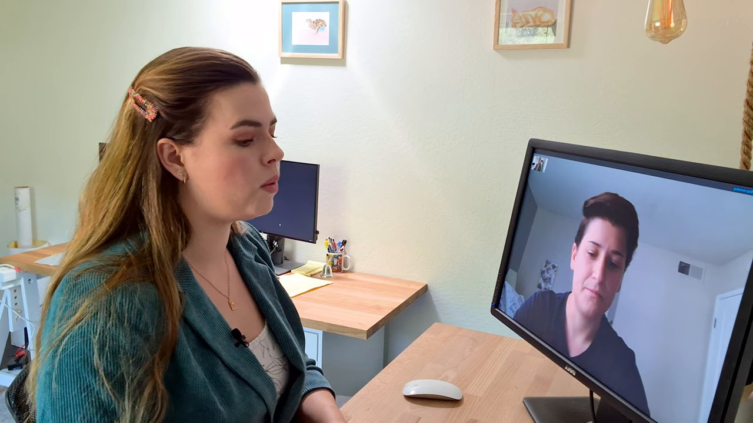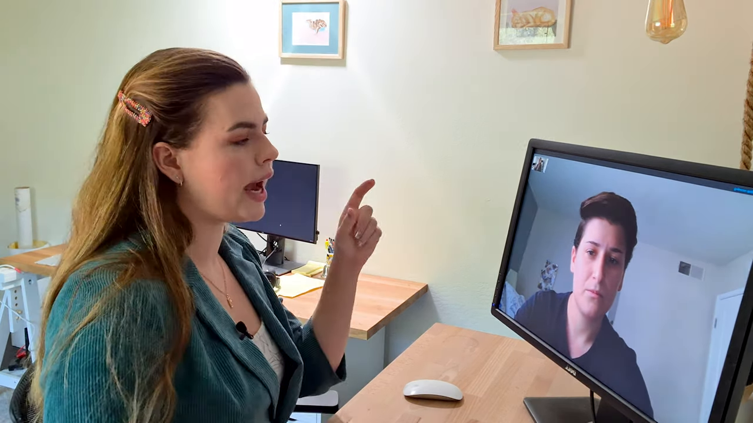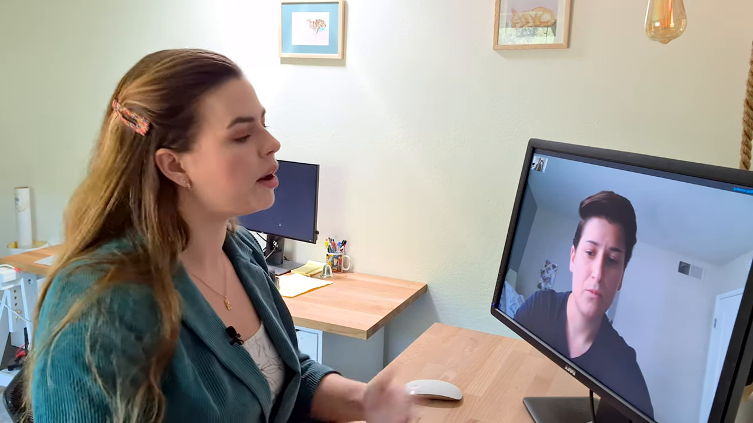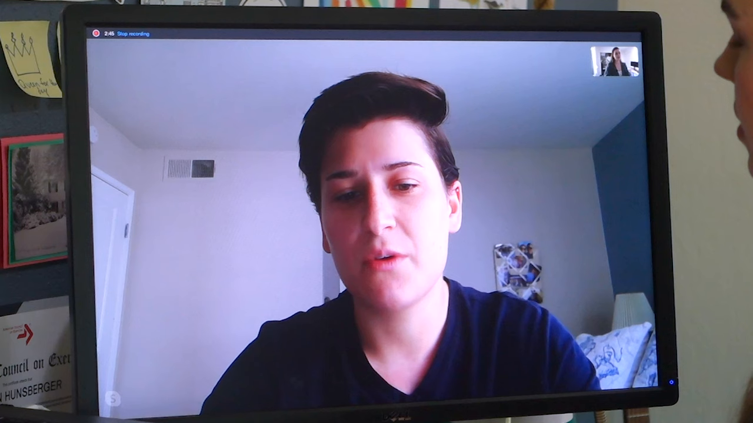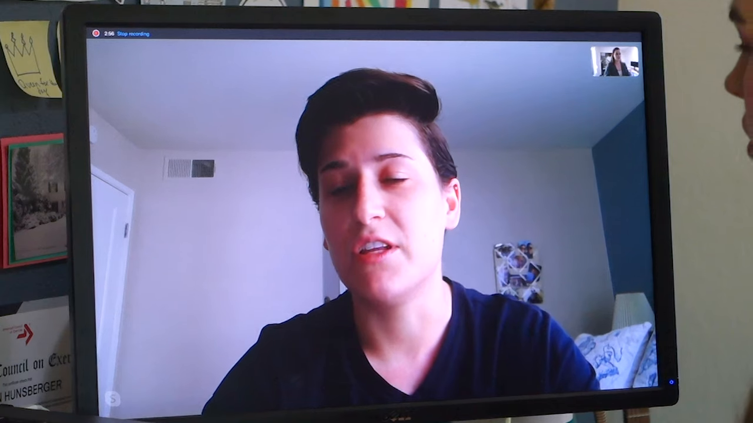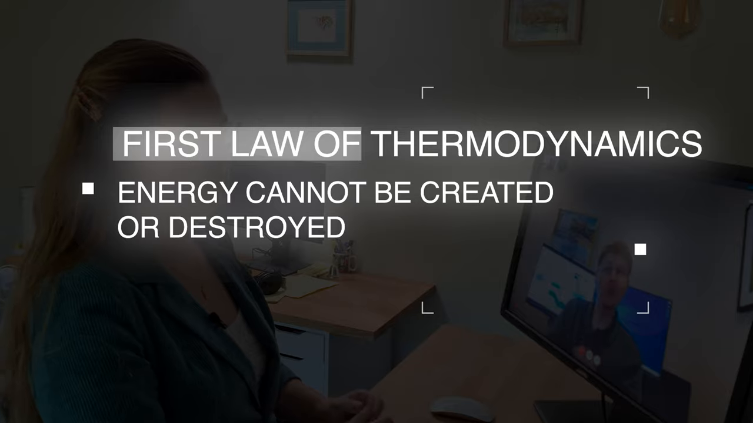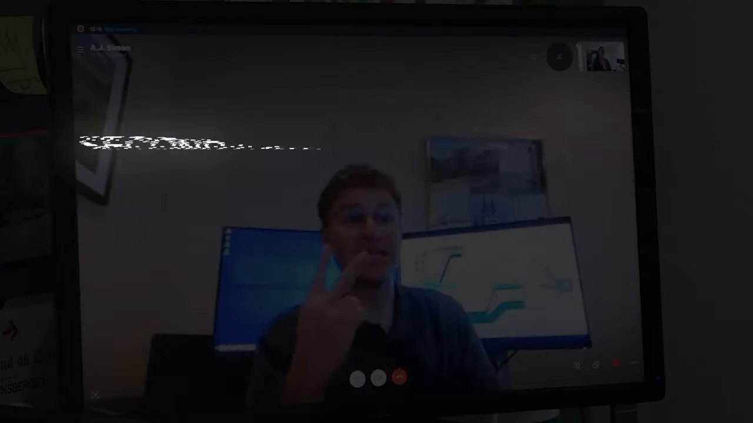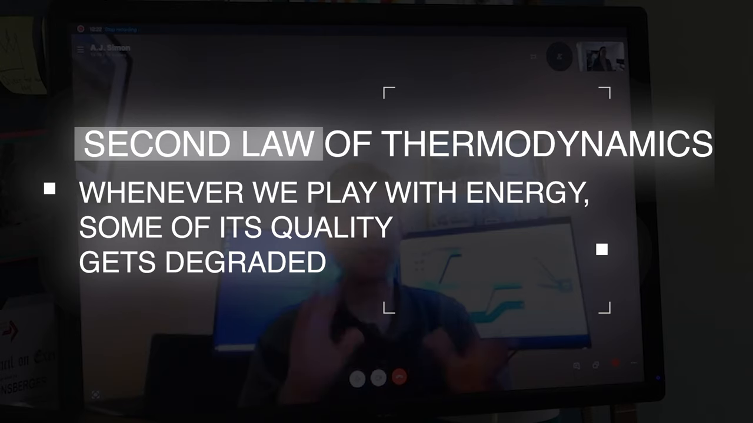And when we see that rejected energy category, what does that mean and where does that come from? So the rejected energy is energy that is returned back to the environment, and it's lost due to its low temperature. It's unavailable for any use or has no economic value at all, and it's just released back into the environment. Whenever we transform energy from one form to another, we lose some energy to the environment. The first law of thermodynamics states that energy cannot be created or destroyed. And the second law of thermodynamics says that whenever we play around with energy, some of its quality gets degraded.